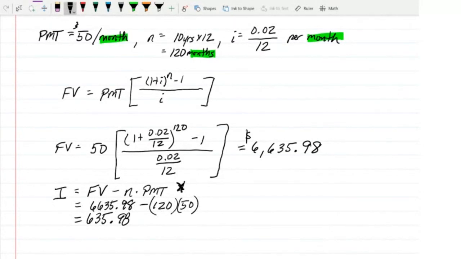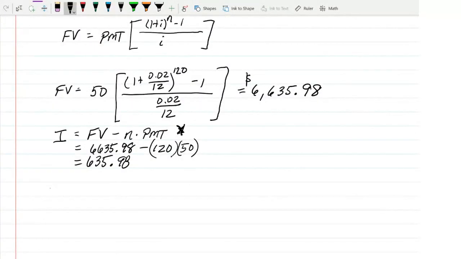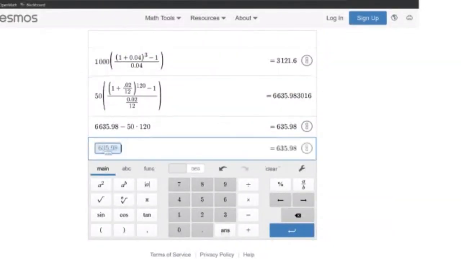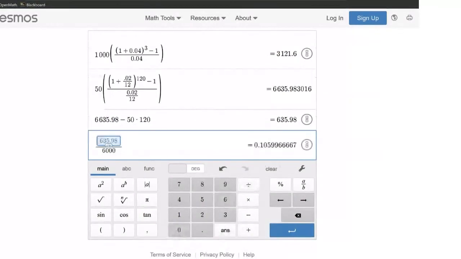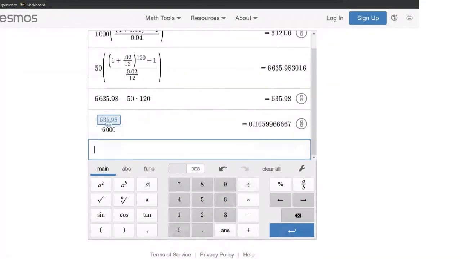That's pretty cool. And so you could talk about the effective interest rate over the entire 10-year period. You could say, well, over 10 years, this is what we call the yield. Over 10 years, I earned this much interest, and I put in this much. That's N times PMT, 120 times 50. Well, let's see what that is. 635.98 divided by 6,000. And that is an interest rate.